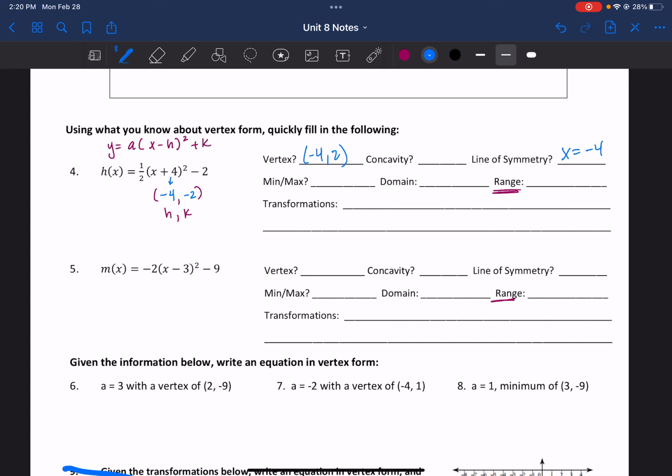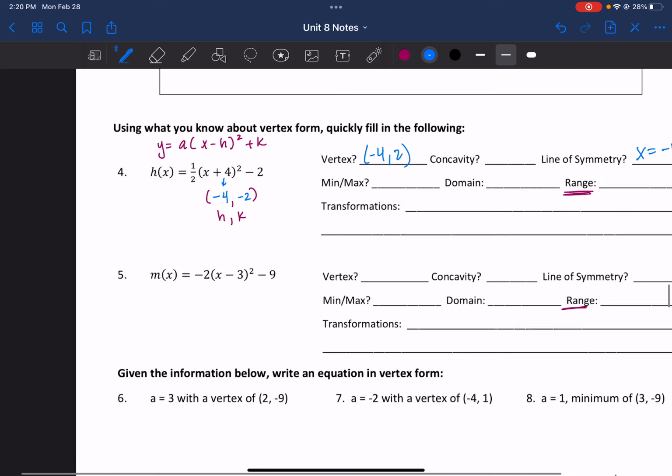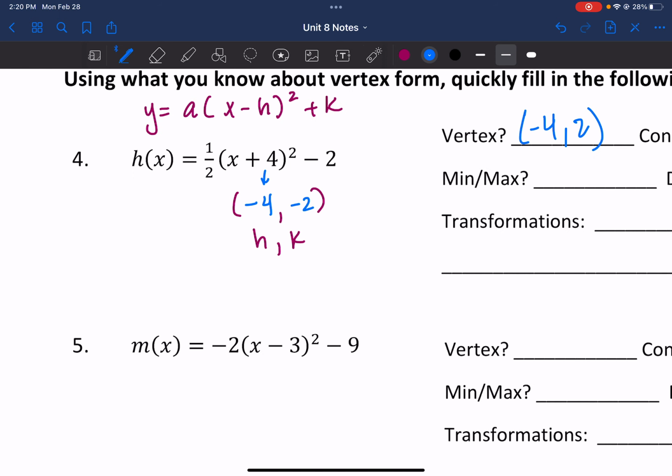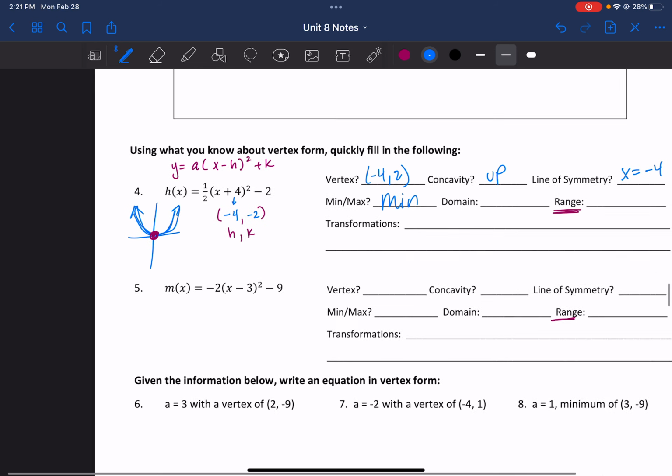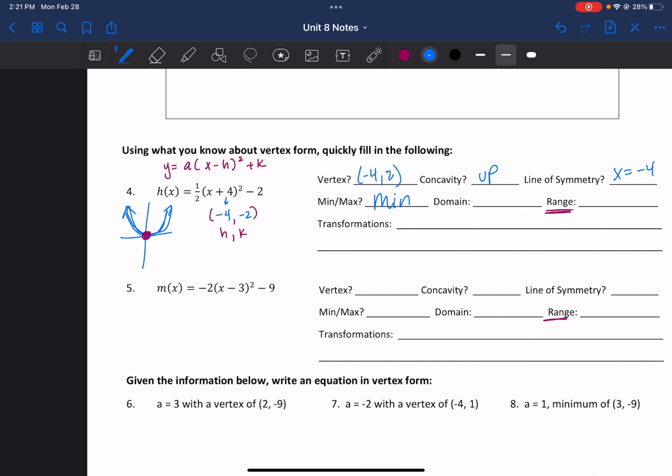Okay, cool. And then let's think about this again. There is no negative sign in front. There's no negative sign. So I know for a fact that it's going to open up. I don't know exactly how precise I can be, but I know for sure it's opening up. So if it opens up, that must mean it has a minimum. So it has a min, and it also is opening up, so concave up. And then we've got to figure out domain and range.